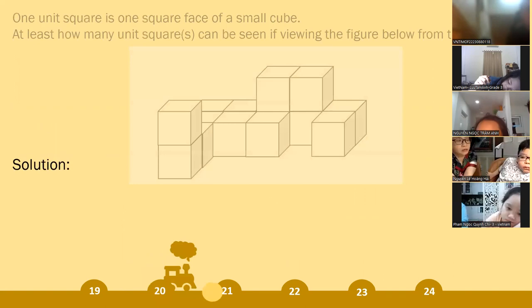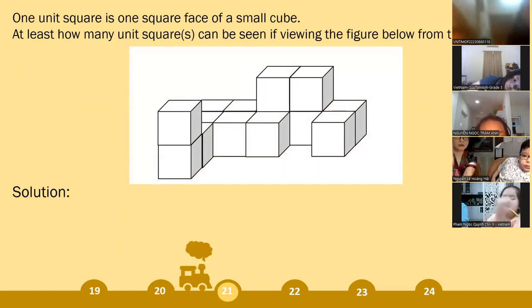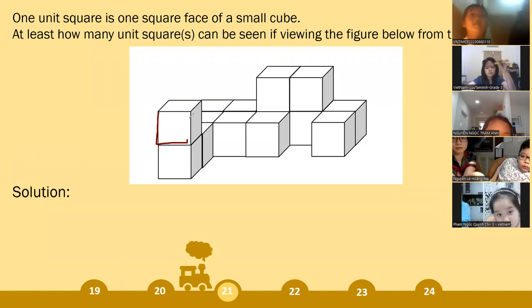Okay, next. One unit square is one square face of a small cube. So this is a unit square.